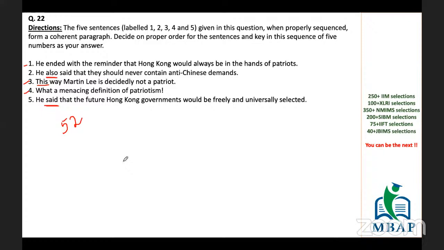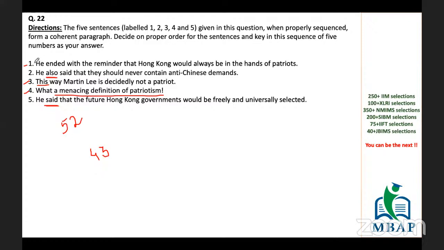Now see, he ended with the reminder that Hong Kong, now let's try to connect this with the second: he also said that they should never contain anti-Chinese remarks. So there is no connection here. So I need to decide between third and fourth. This way, Martin Lee is decidedly not a patriot. So can I say that fourth will come first, and then third? We are telling here, patriots, exclamation mark. It means this is a surprising factor for us. On the basis of this, is that your definition of patriotism? So if this is your definition of patriotism, in this way Martin Lee is decidedly not a patriot. So fourth and third make a pair.